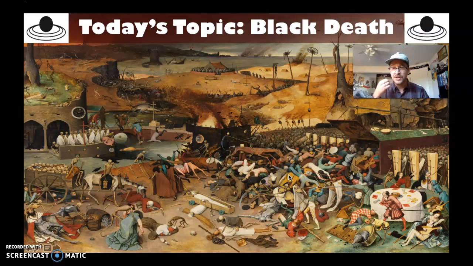Now, the reason why Peter Bruegel painted this wasn't an exaggeration of death. What he painted was his experience of what the Black Death did to Europe. So without further ado, my friends, let's talk about my favorite topic in all of history, the Black Death. I always like to start this with a little bit of a familiar story.